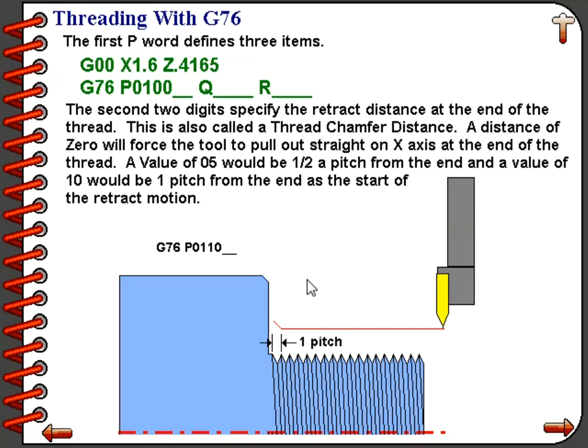This is handy when we're threading up against the shoulder, as in this example. However, when you are threading on a straight shaft, where there is no fear of the tool hitting the shoulder on a workpiece, allow the tool to retract with a chamfer. It makes a better looking part, and it is less damaging to the machine to have the tool retract at that angle as shown in the diagram here. So basically you have two settings that you would generally use. A value of 0, 0 for these second two digits, which would force the tool to retract very quickly and sharply out along the x-axis. Or a value of 1, 0, which would mean that the tool will start retracting one pitch from the end of the thread.